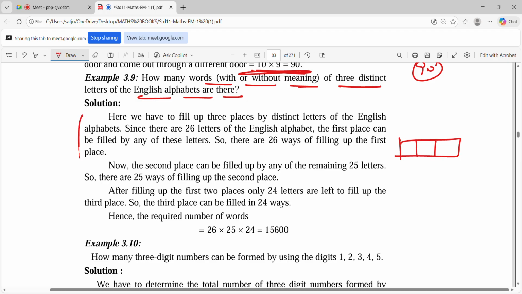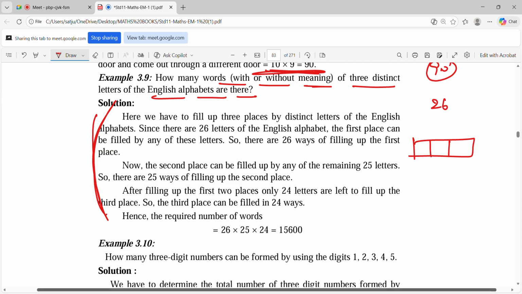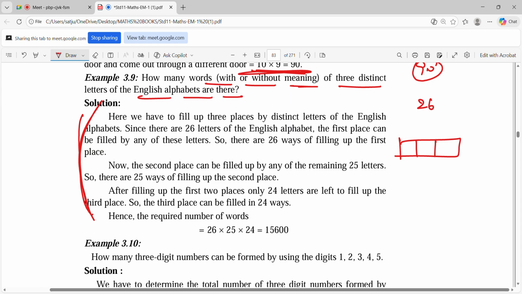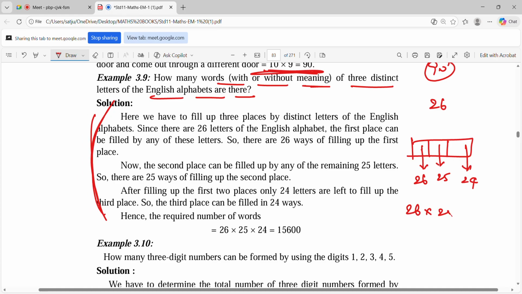You do not have to read this kind of explanation; understand my explanation, that is more than sufficient. There are a total of 26 letters in the alphabet. Three distinct means to fill the first place you have 26. One you wrote here, so you are left with 25. Distinct means different, so you have 24. So you multiply 26 into 25 into 24, which is nothing but 15600. Understood everyone?